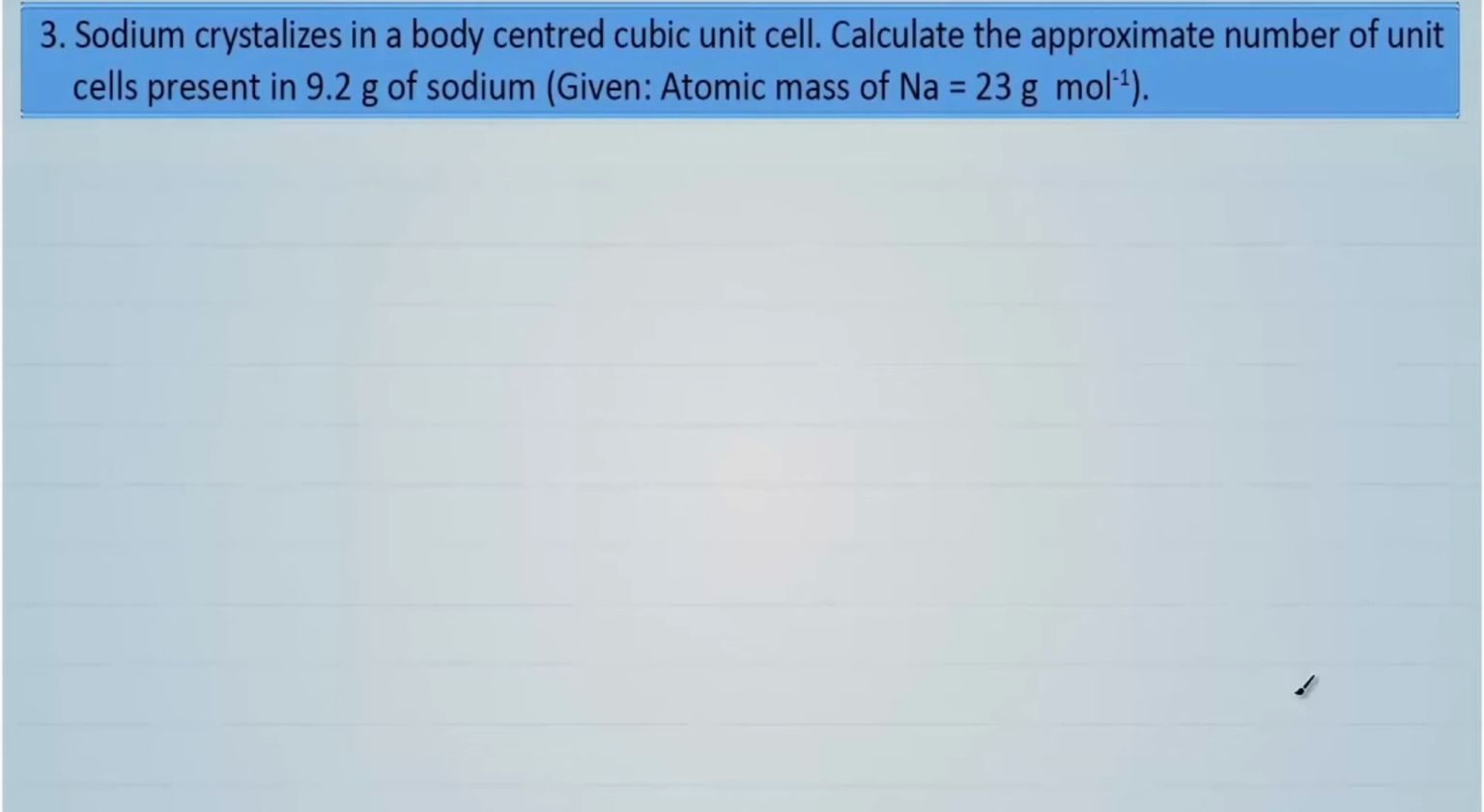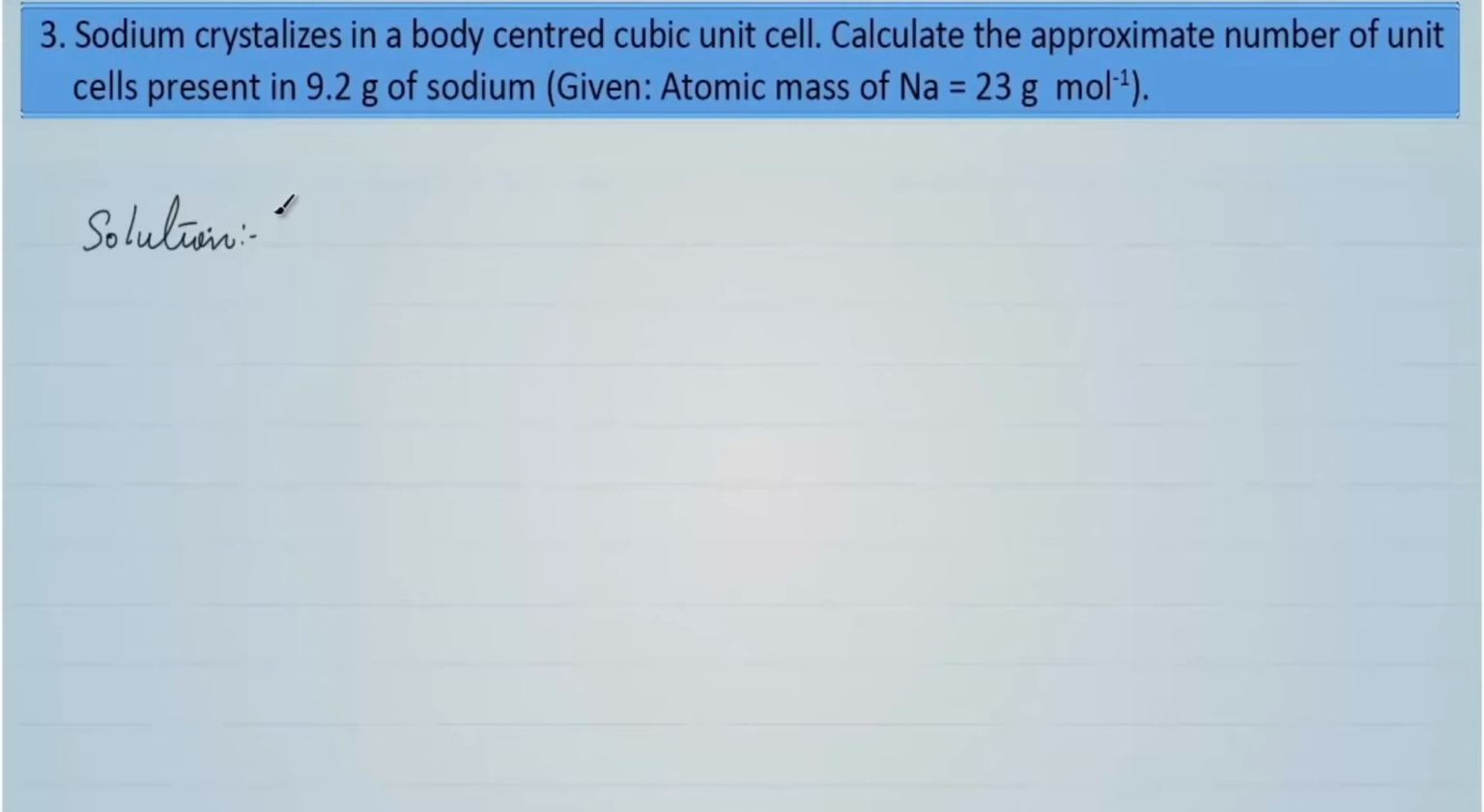Next question is, sodium crystallizes in a body-centered cubic unit cell. Calculate the approximate number of unit cells present in 9.2 gram of sodium. With the given value, atomic mass of sodium is equal to 23 gram per mole. Now, let's solve this problem.